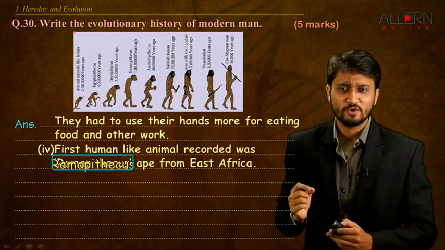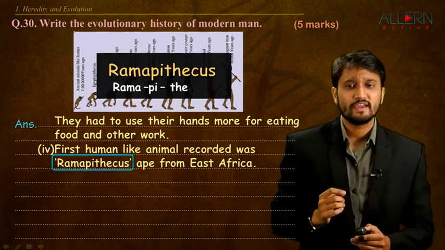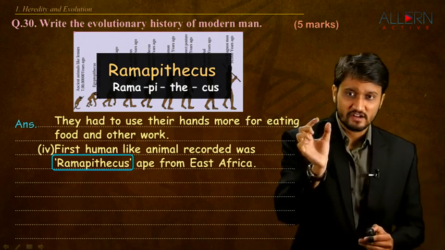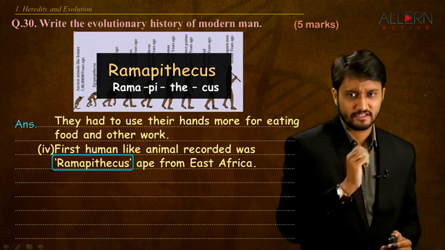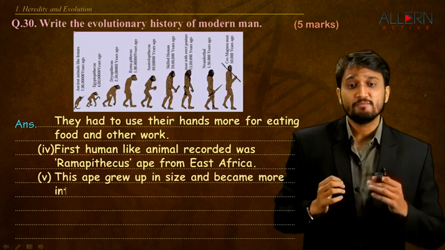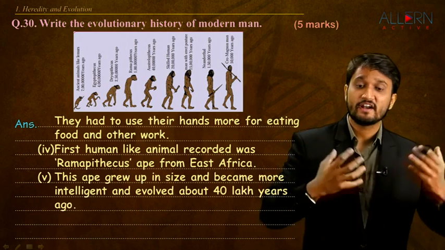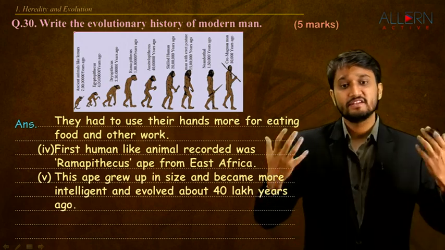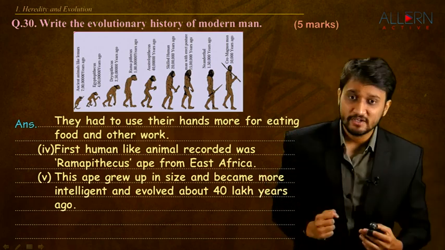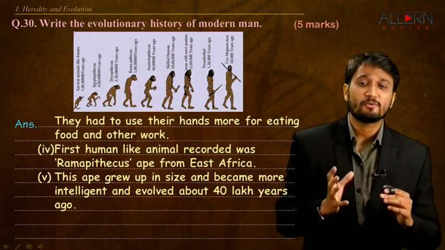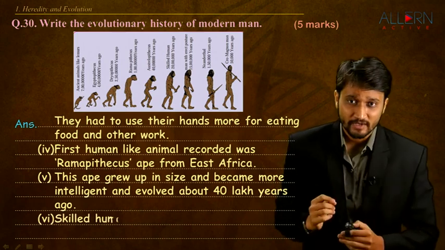Let's have a look at this word over here, Ramapithecus. We can split it into 4 parts, Ramapithecus, right? So that's how we pronounce it, Ramapithecus. Okay, next, the ape grew in size obviously because they started getting more and more food. They increased in size and they became more and more intelligent because their brain size also started to evolve, and this all started happening approximately 40 lakh years ago, right?